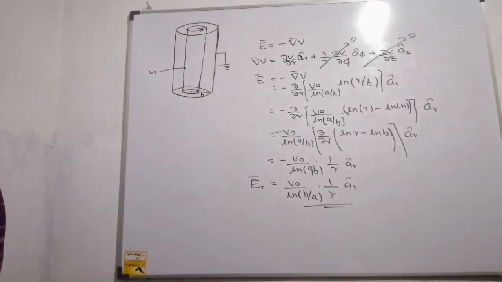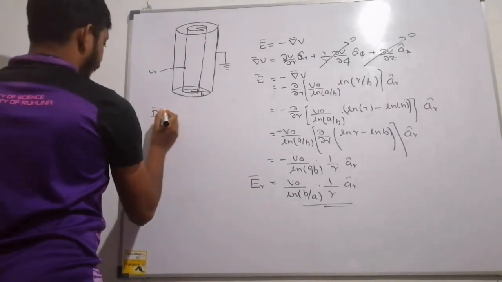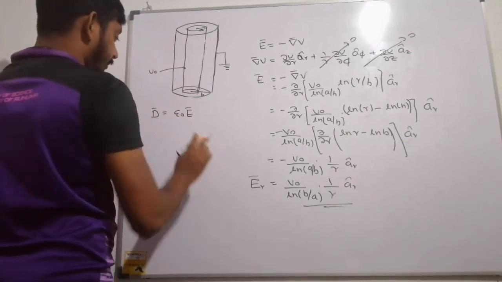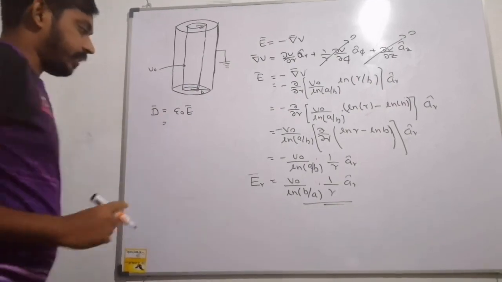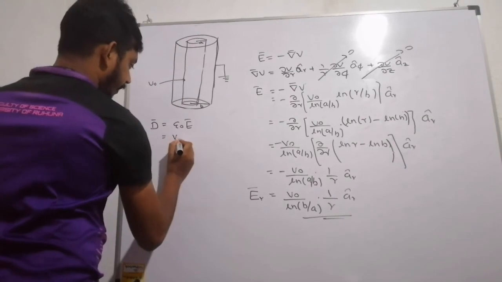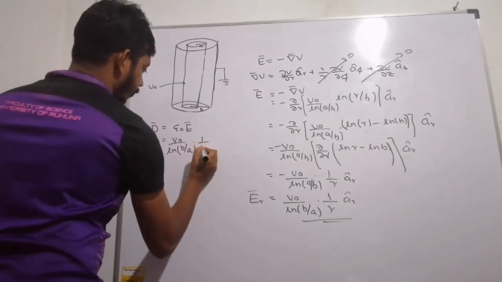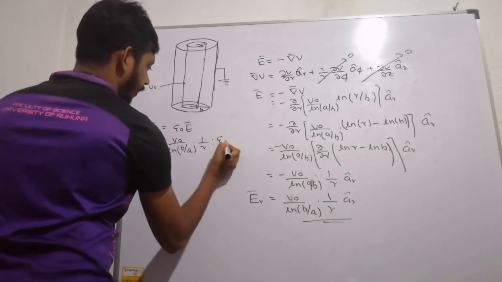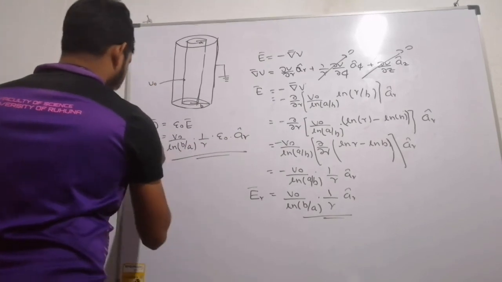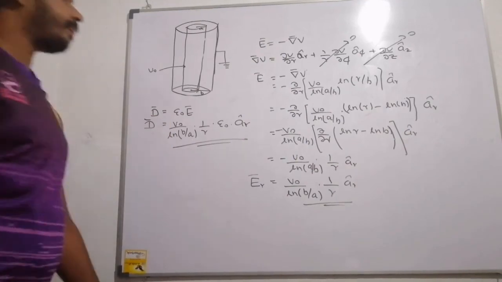Now let me find D. D equals epsilon naught times E, the electric field. So we just need to multiply this by epsilon naught. Then V naught over ln B over A times 1 over R times epsilon naught times a_R. This is the answer for D.